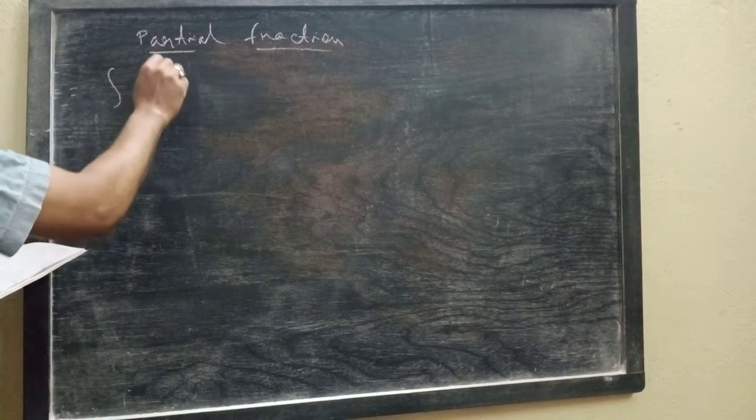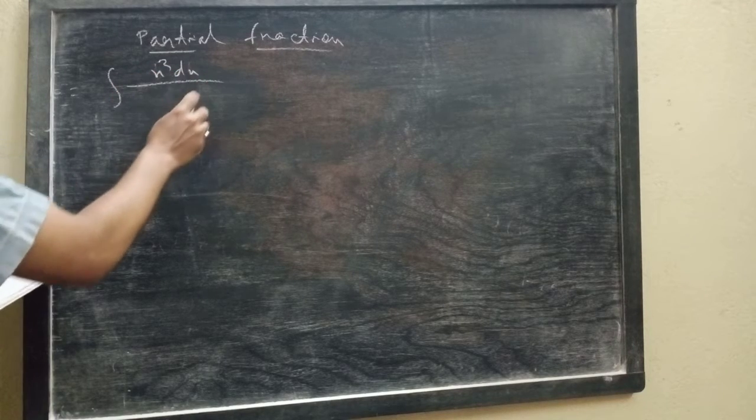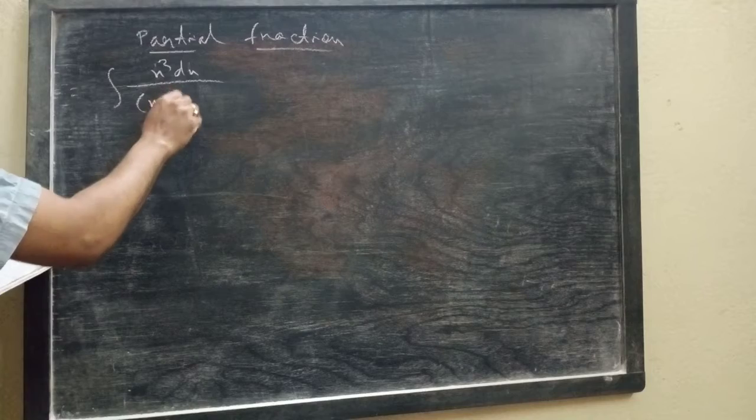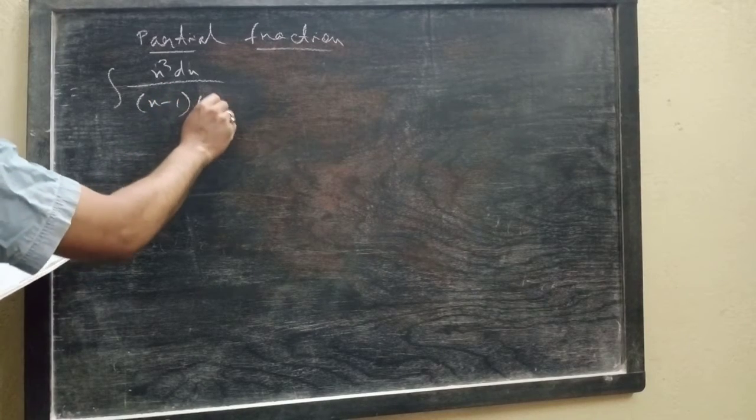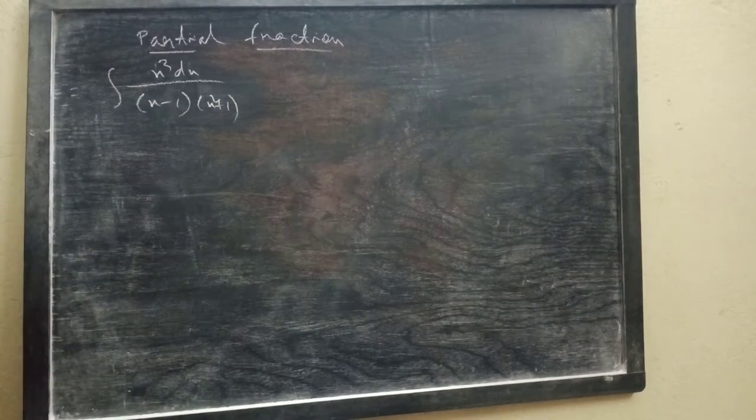Integration of x cube dx by x minus 1 into x square plus 1. Look here, degree of numerator and denominator are equal, so you have to divide it.